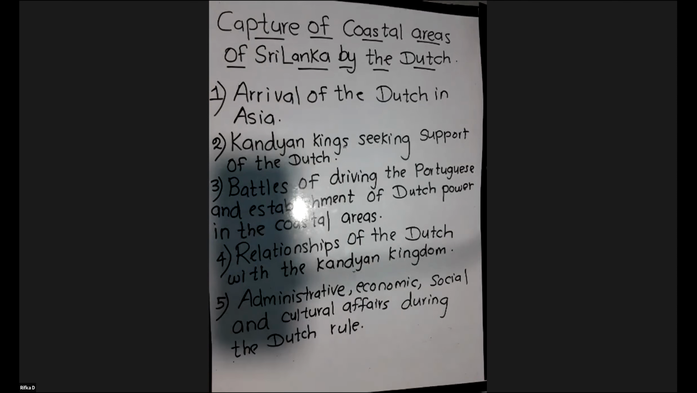The first part is the arrival of the Dutch in Asia. Secondly, the Kandyan king seeking the support of the Dutch. Third, the battles of driving the Portuguese out and establishment of Dutch power in the coastal areas, and the relationships of the Dutch with the Kandyan kingdom. And lastly, the administrative, economic, social and cultural affairs during the Dutch rule. Today I'll not be able to complete the whole lesson, but I'm hoping to complete the first three parts.